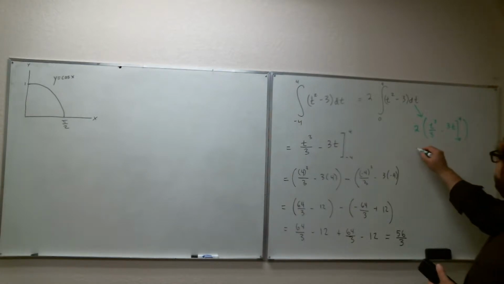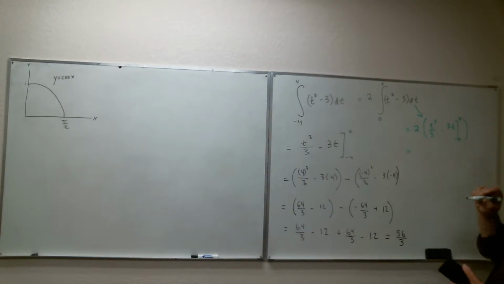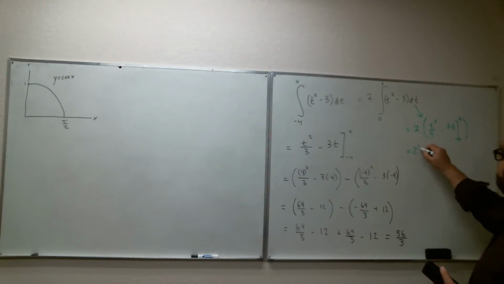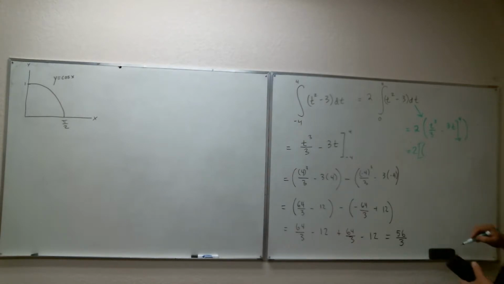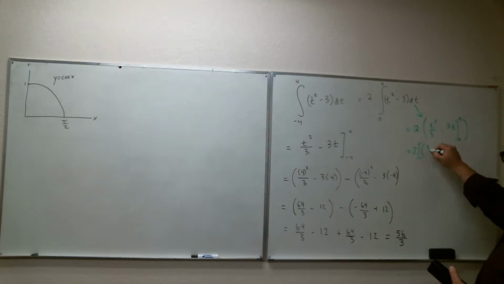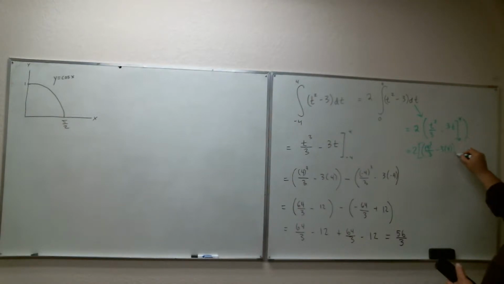Now what's nice here is that capital F of 0 is going to be 0. So we have 2 times, let's use a bracket and then some parentheses, capital F evaluated at 4. That would be 4 cubed over 3 minus 3 times 4 minus capital F evaluated at 0, but that's 0 cubed over 3 minus 3 times 0.